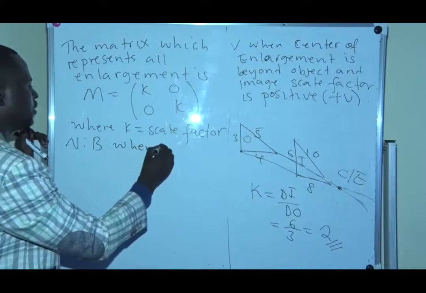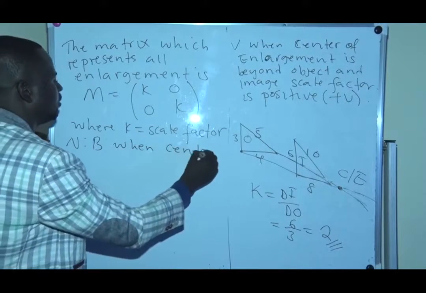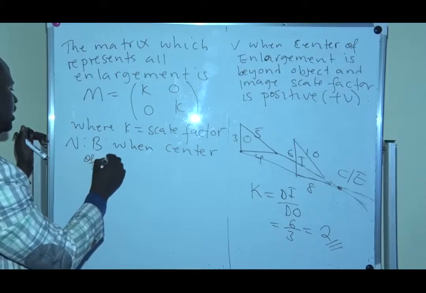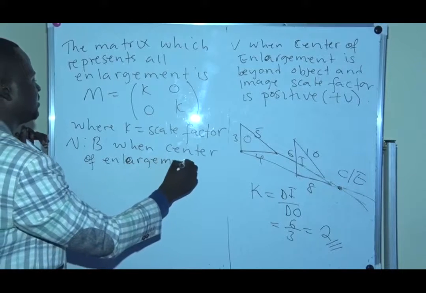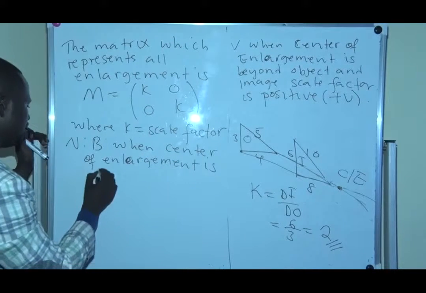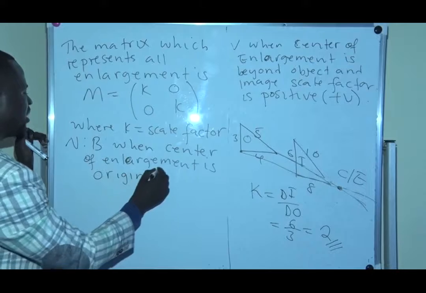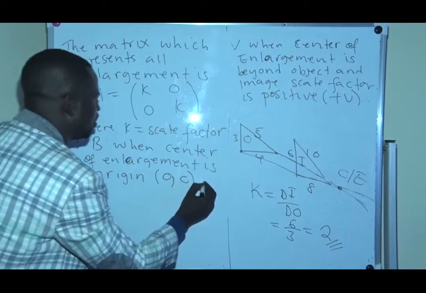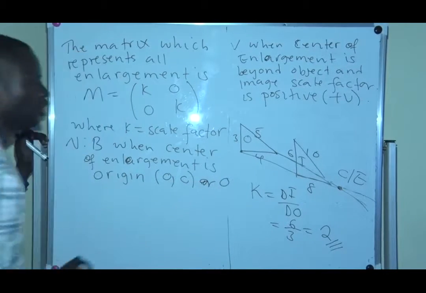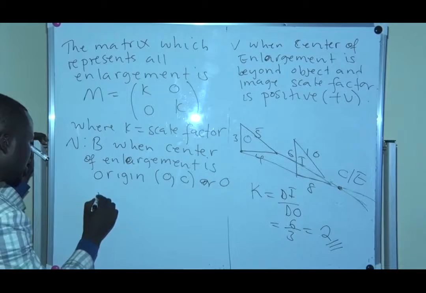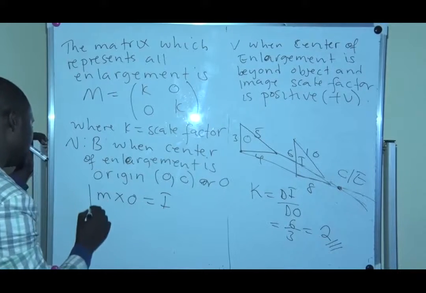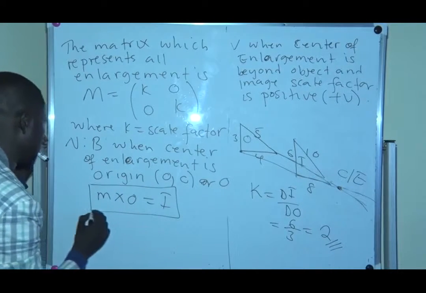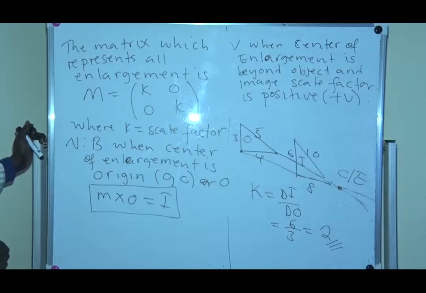When the center of enlargement is origin, you know what I mean? Origin meaning it is passing through 0, 0, or when center is O. The formula we use is this one: matrix times object equals image. That's the formula to use when the center of enlargement is origin.